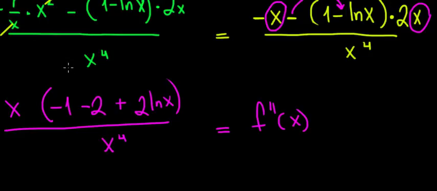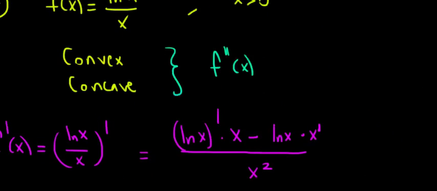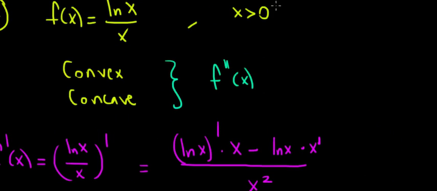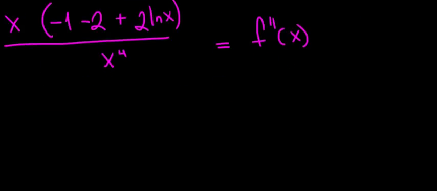Alright, now let's go back to our domain. What did we say in our domain? In our domain over here we said that x has to be positive, which means that this thing will be positive always. X to the power of 4 is always going to be positive because any number to an even power is going to be a positive result. So let's have a look at this expression over here.